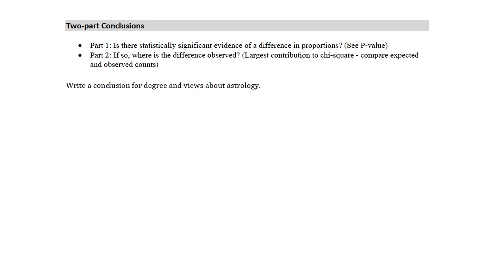Every multiple comparison test requires a two-part conclusion. Part 1 is what we were just describing. Is there statistically significant evidence of a difference in proportions or of an association between these variables? This is just based on the p-value. Or similarly, we could just describe the strength of the evidence if we're not given a significance level. So part 1 of our conclusion is most similar to what we are used to doing.